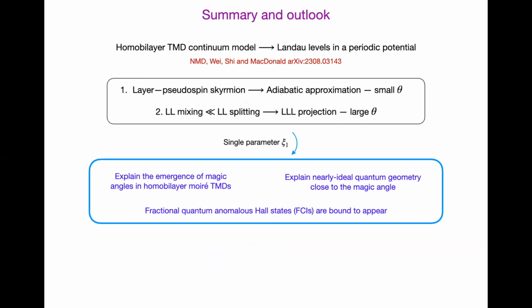So this brings me to the end of my talk. Let me just mention that I presented a way to map this continuum model of moiré TMDs to a Landau level problem, which is more familiar to many of us. The way we did it is using the layer pseudospin degree of freedom and doing an adiabatic approximation for small twist angles, and then realizing that for large twist angles, we can project to the lowest Landau level. We obtain a model that depends on a single parameter. It explains the emergence of a magic angle. It explains why the quantum geometry is nearly ideal, because a Landau level has ideal quantum geometry. And finally, it tells you that fractional Chern insulators are bound to appear in these systems.